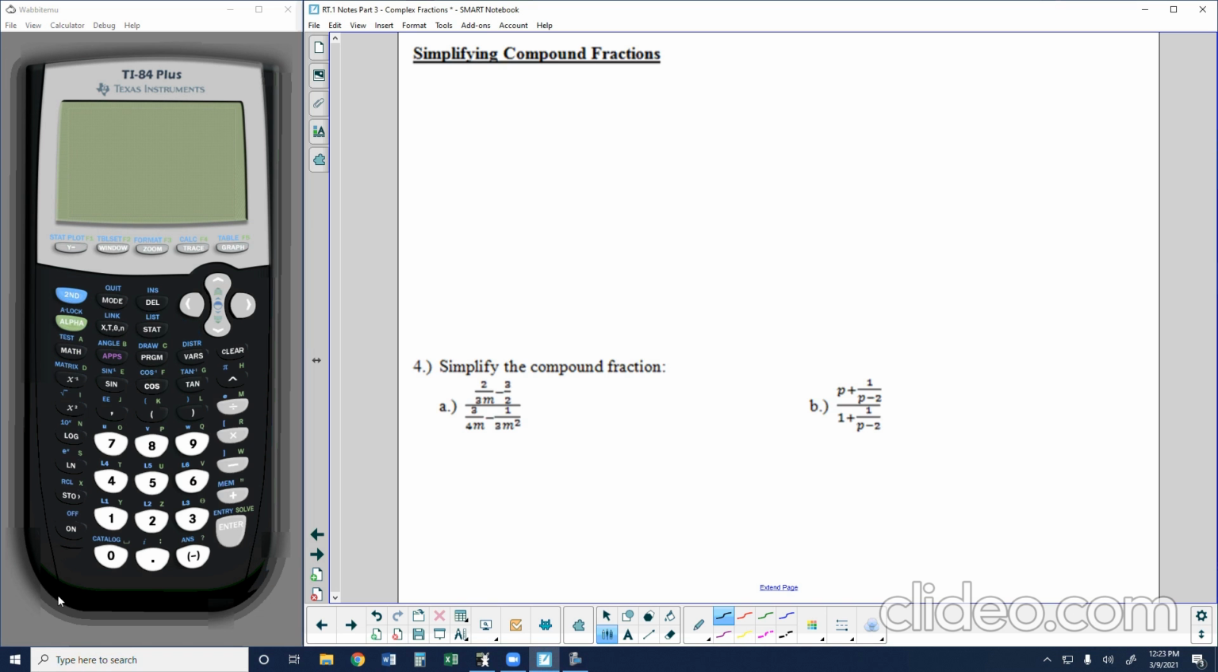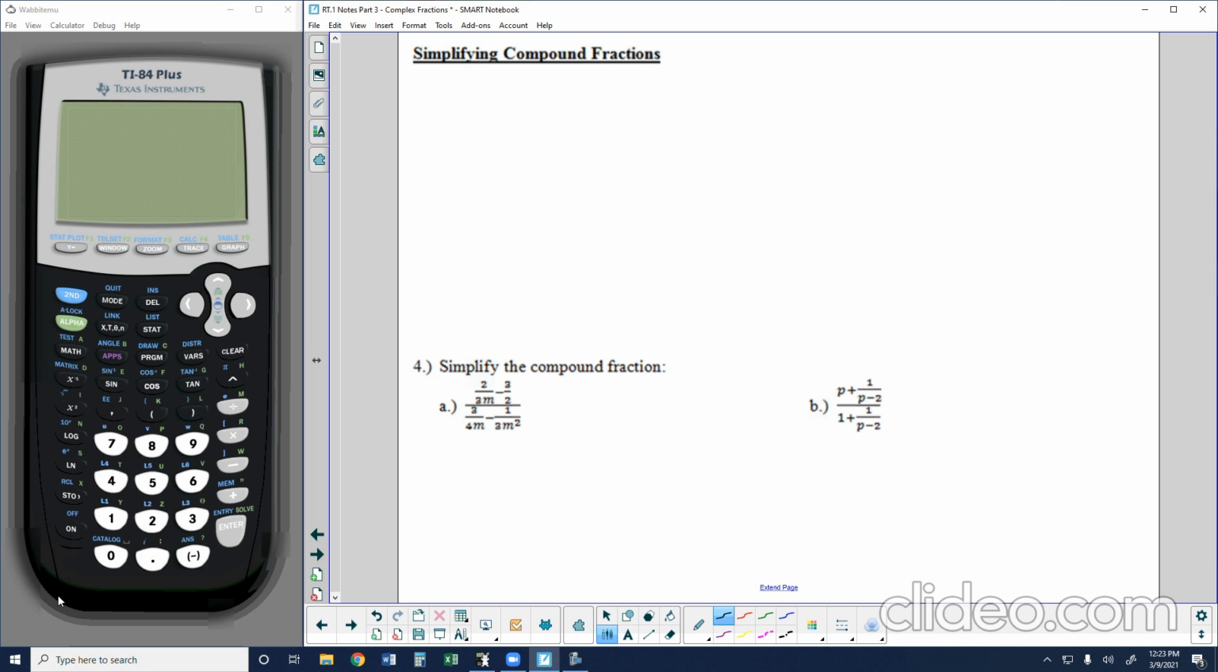Complex fractions, or often known as compound fractions, are essentially fractions within fractions. So if you take a look at problem number 4, we can see some fractions in the numerator and fractions in the denominator. We see some addition and subtraction in the numerator and denominator. Essentially, these problems incorporate everything that we've done up to this point.